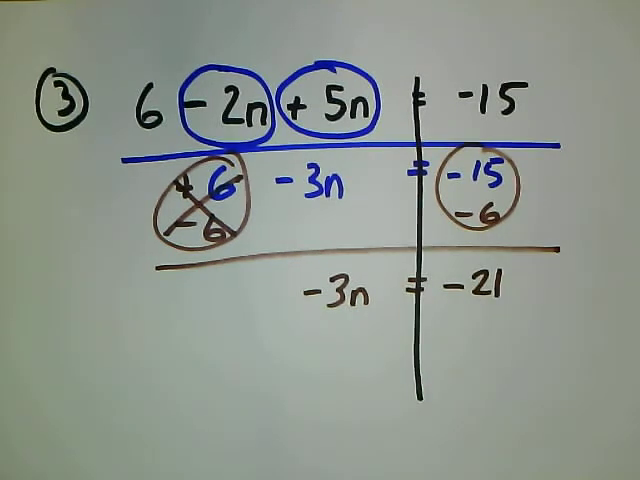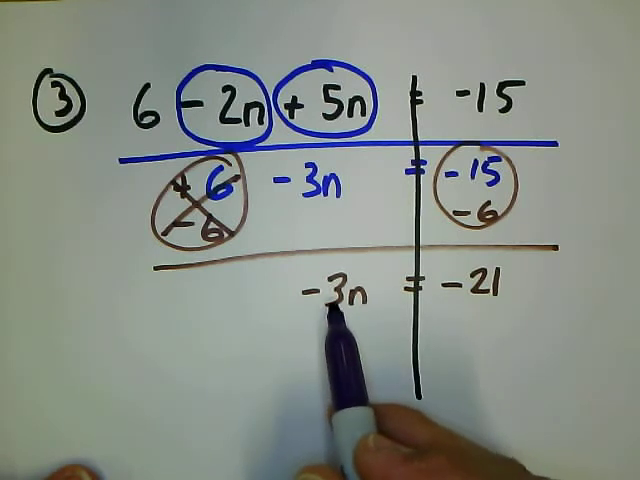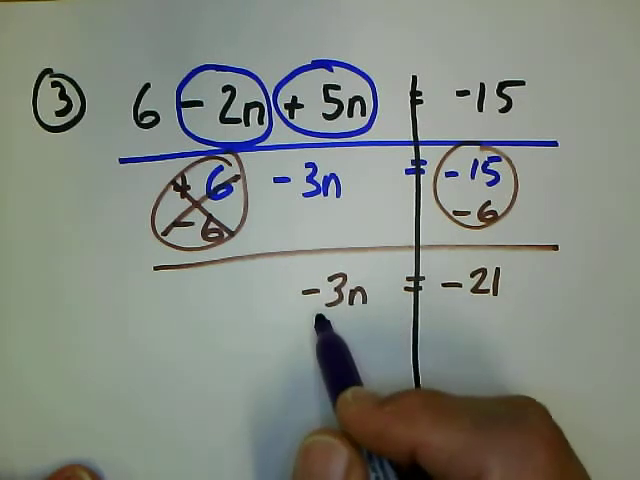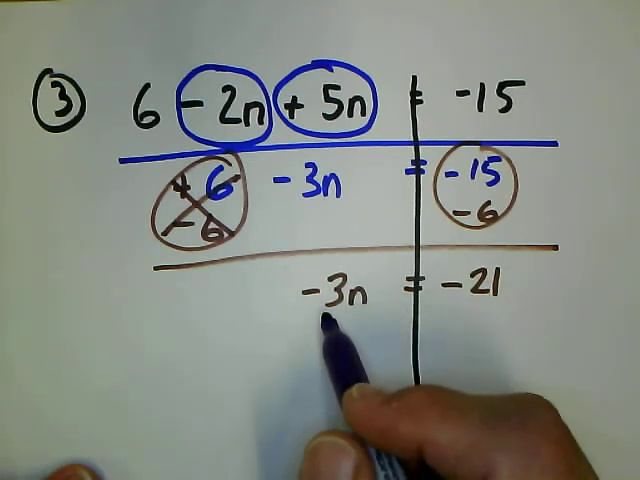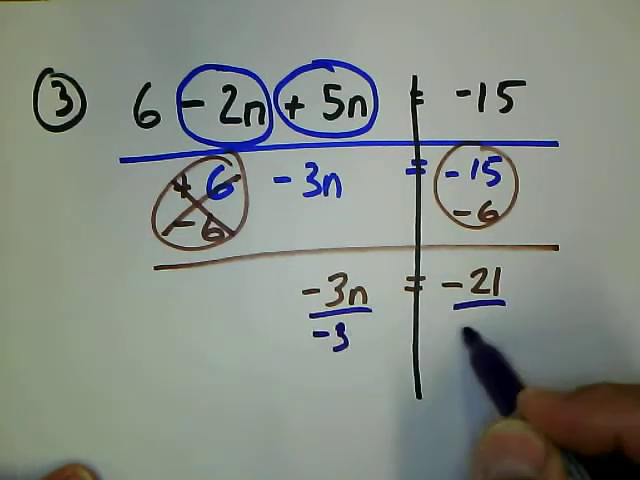And Chris, what's our final step? Always. This is negative 3 times n, so how do we get rid of negative 3 times? What's the opposite of times? We're going to divide it. Always, Chris. This happened 850,000 times already this year.